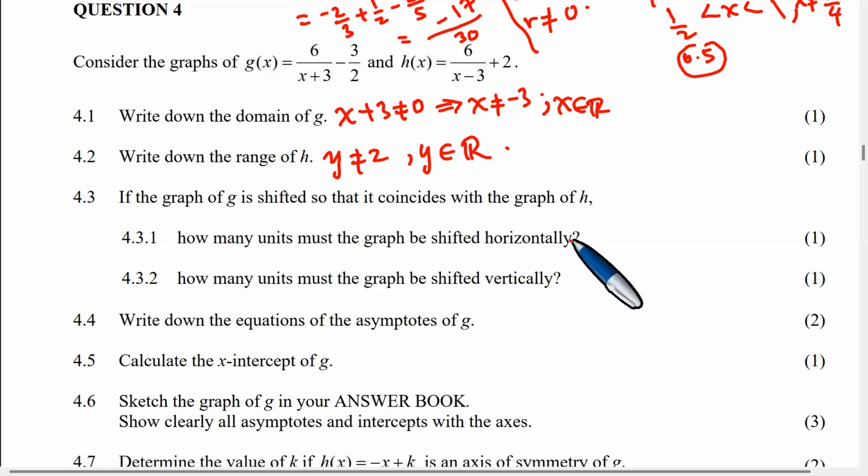In other words, we want x plus 3 to become x minus 3 so that they coincide, because it's horizontal. Horizontal affects only x, does not affect anything else. So we have x plus 3. We can see that if we subtract 6, it becomes x minus 3. So you're subtracting 6, because 3 minus 6 is minus 3. So that means 6 units.